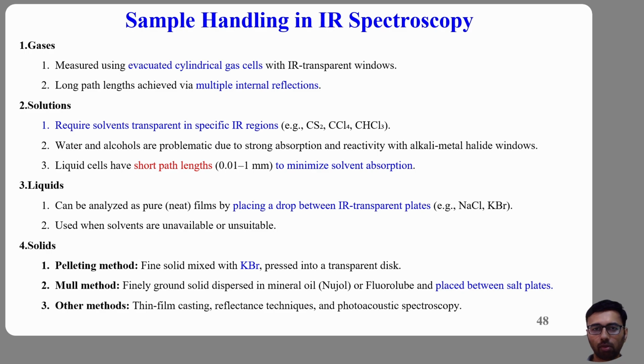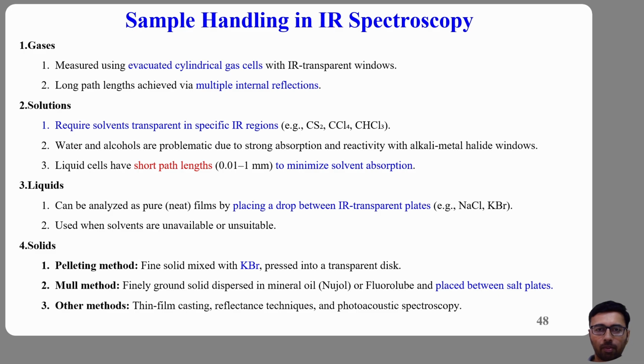Now let us move to solids. Solid sample preparation is slightly more challenging. Historically, two classical methods dominate, the KBr pellet method and the mull method. In the pellet method, the solid sample is finely ground into a powder. It is then mixed with potassium bromide powder. Potassium bromide is nearly transparent in the mid-IR region, so it does not interfere significantly with the spectrum. The powder mixture is placed into a mechanical press. Very high pressure compresses it into a transparent disc. This disc is placed into the spectrometer.